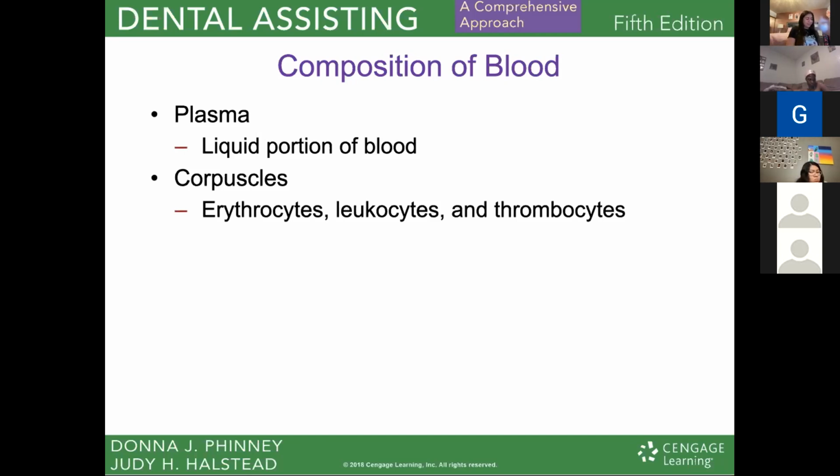And then there are leukocytes, which are the white blood cells. There are 5 types of leukocytes that protect the body from disease. Thrombocytes are platelets, which are little tiny fragments of cells that are required to make the blood clot. So erythrocytes, again, are the red blood cells. Leukocytes are the white blood cells. And thrombocytes are the platelets that allow the blood to clot.